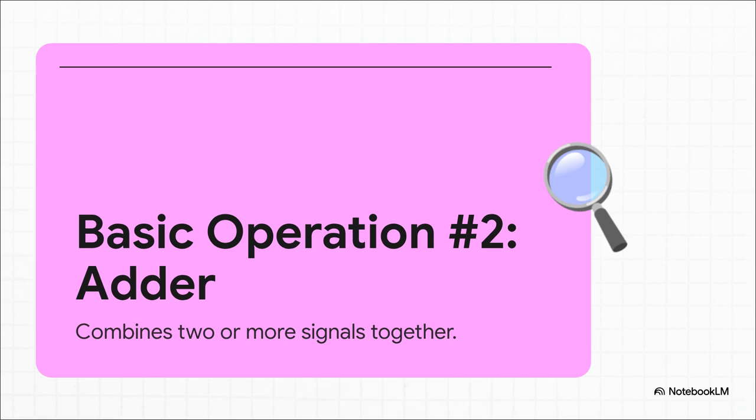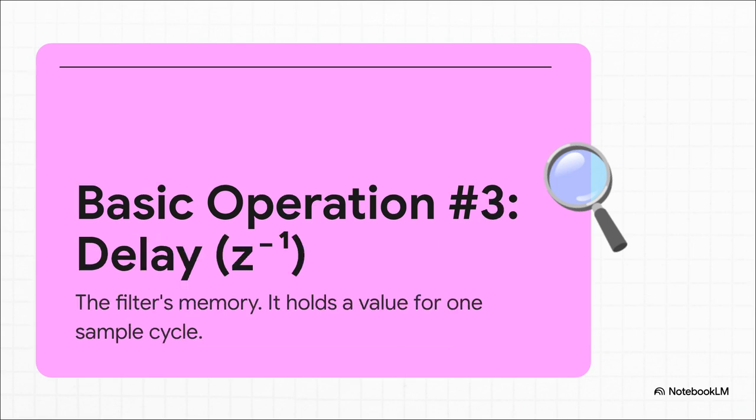Super simple. And finally, we get to the most important ingredient of them all, the delay. Now, you might see this written with some funny-looking math symbols, but all it means is memory. Its entire job is to hold on to a number for just one brief moment, one sample cycle, before passing it along. This simple act of remembering the past, well, that's the key to everything.